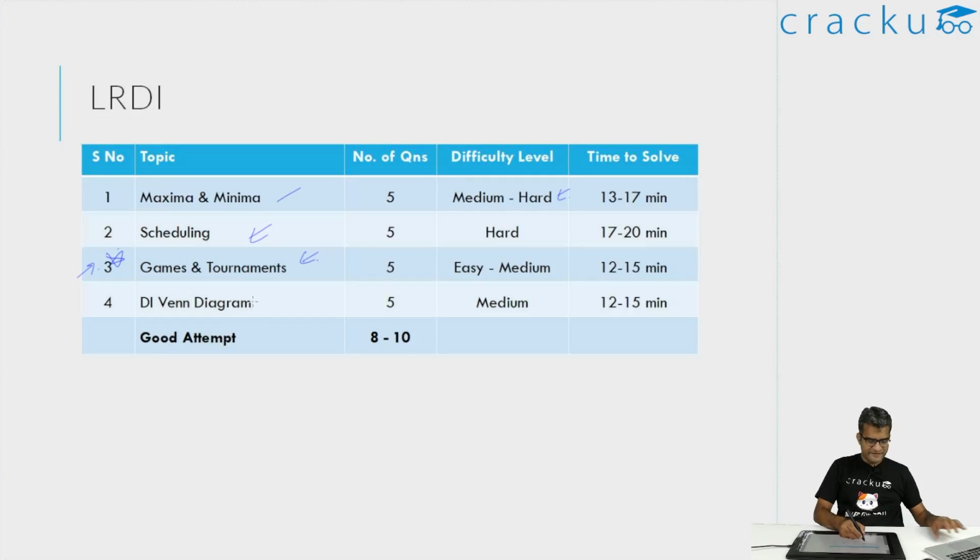The last one was a DA Venn diagram. This also is a set which can be attempted. This also is a set which is not very difficult. If you spend 12 to 15 minutes, maybe 20 minutes, you should get it correct.